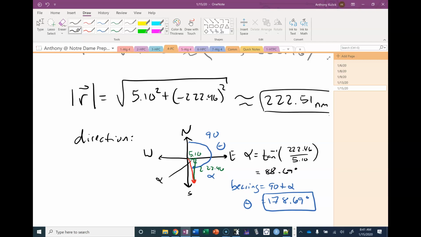So again, because this asked for a bearing, the way I found that final angle theta was a little bit different than I would if I just wanted the standard position, the direction, as we've been calling it previously. For these navigation problems, they like to use bearings, so we have to be a little bit careful there.